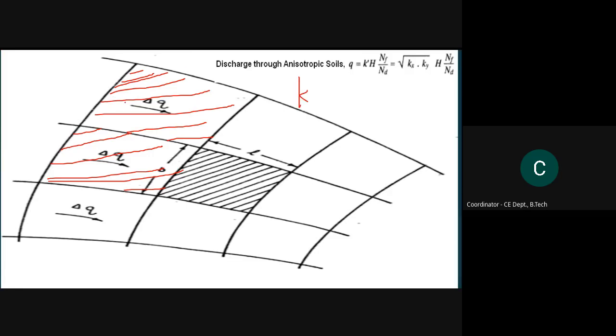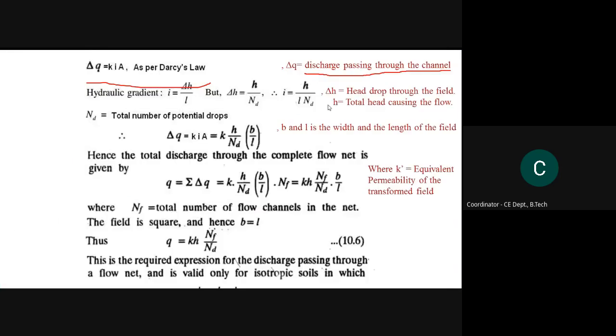If the permeability of this part of soil is different and this part of soil is different, then the amount of discharge will also be different. So permeability is a very important factor to understand the discharge of any particular field or channel. So we need to know K, and the next one is i. What is i? i is the hydraulic gradient.